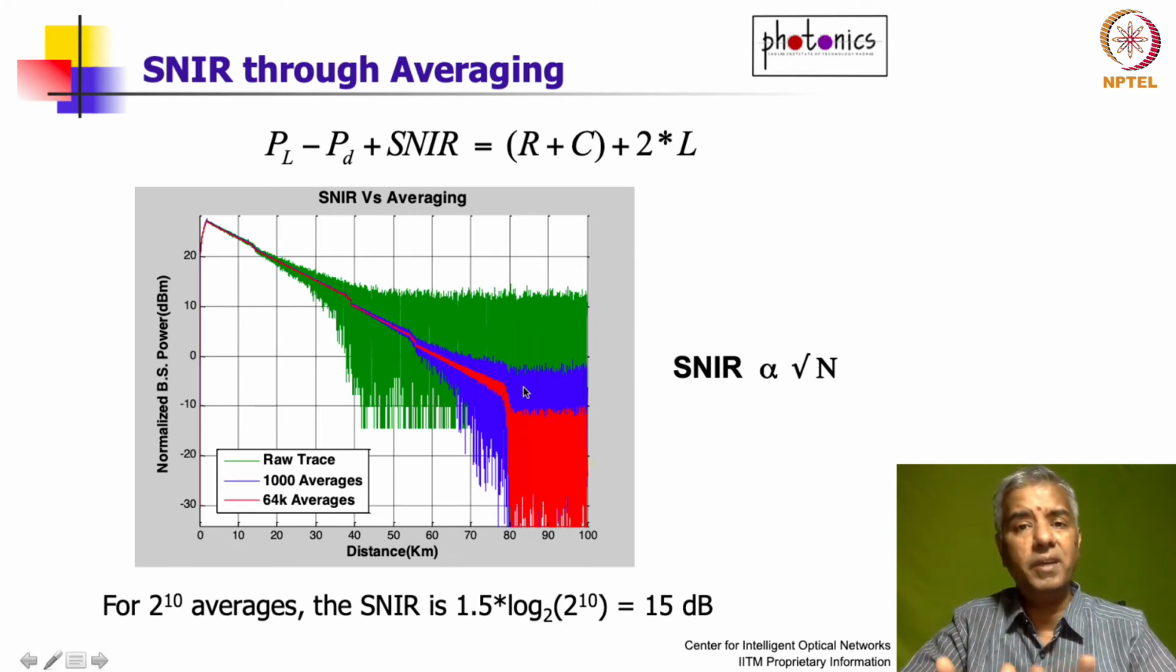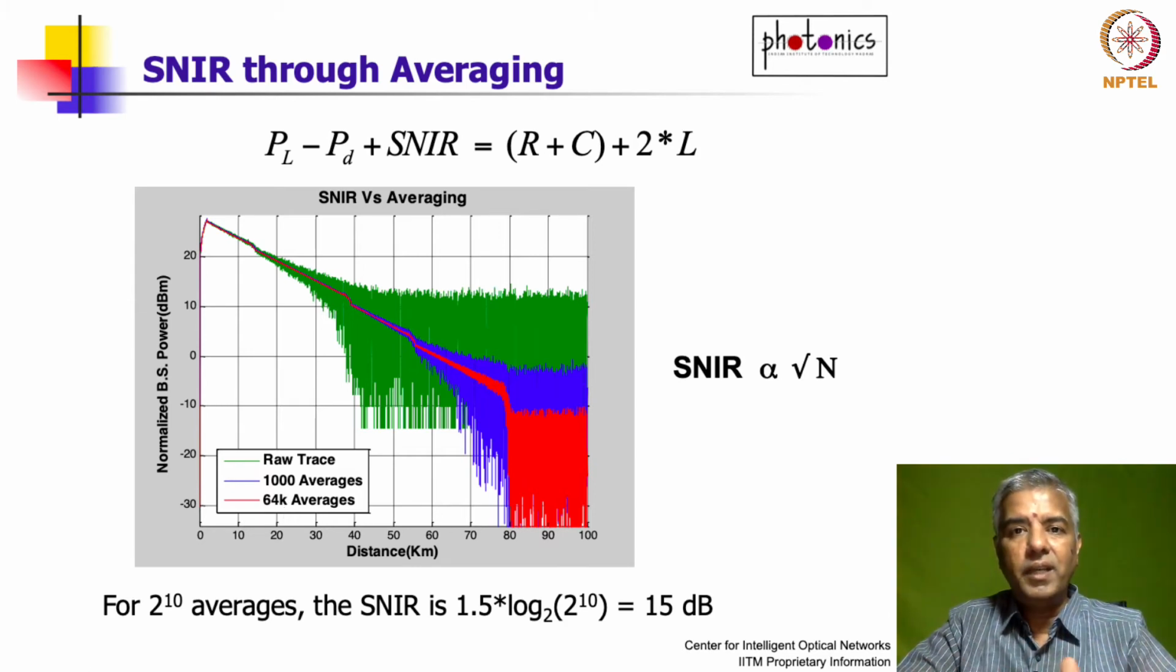So this is actually a very interesting trick that you use to improve the dynamic range of your OTDR, and this is made possible because to do this 64K averages, guess how much time I've taken? For one trace, I've taken 1 millisecond if I'm going over 100 kilometers, right?